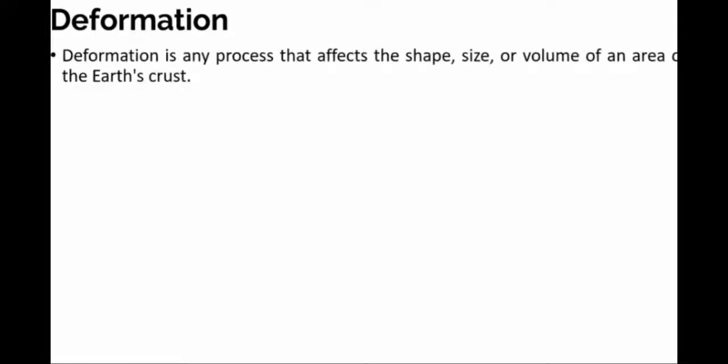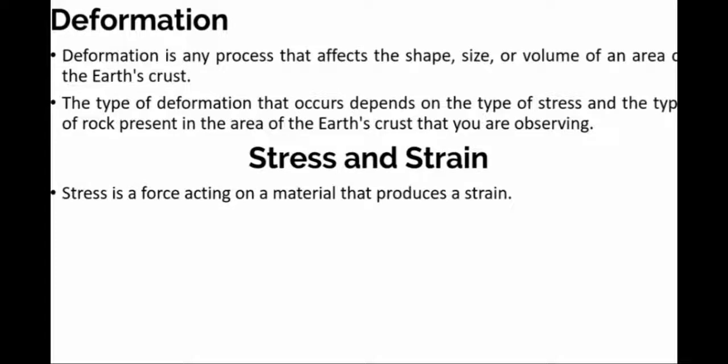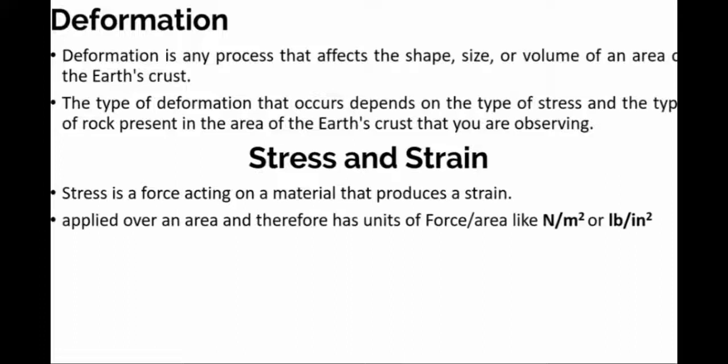So what is deformation? It is any process that affects the shape, size, or volume of an area of the Earth's crust. So the type of deformation that occurs depends on the type of stress and the type of rock present. Now, we have talked about stress and strain. Stress is a force acting on a material that produces a strain. And if you remember, strain is the change in shape or volume of the rock that experienced stress.